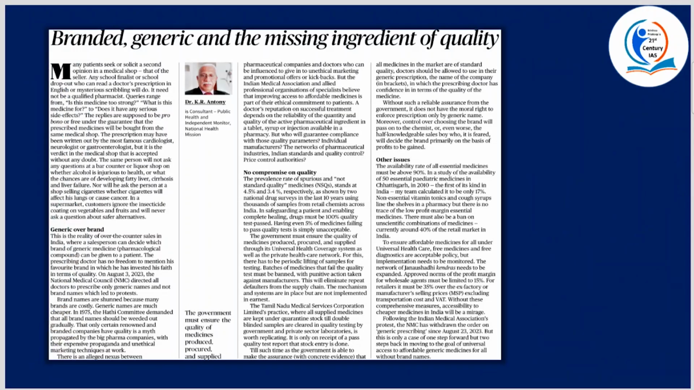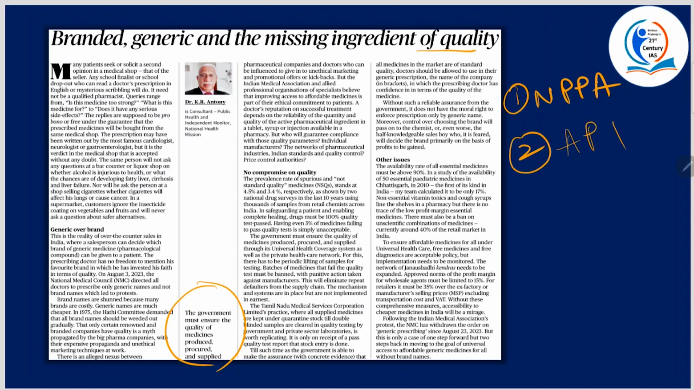Fine? Now, branded generic and the missing ingredient of quality. What is the article saying? The article is saying the government must ensure the quality of medicines produced, procured and supplied. Okay, and you need to be aware of certain terms and certain authorities, some basics. Now you have to be thorough with basics about two things. One is NPPA and second is active pharmaceutical ingredient. Now, what is active pharmaceutical ingredient? It is the most important chemical molecule in a medicine that lends the product the claimed therapeutic effect. Okay, so that is API.